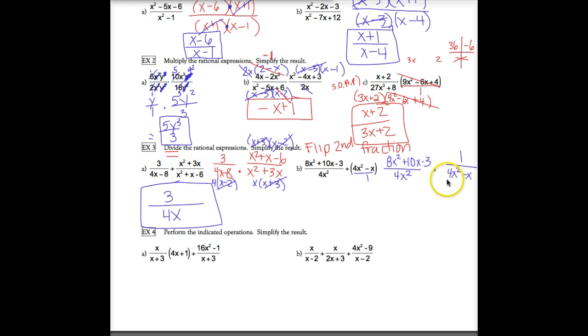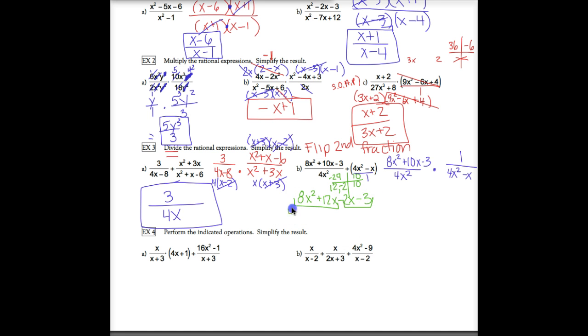So when I go to factor, this top up here, that is going to be a split the middle because there is no GCF. So I'm looking for what multiplies to -24 and adds to 10. So -24, I could do 12 and -2, and that would add to 10. So I'm going to split the middle term. Notice I'm putting my work over here for the actual factoring. 8x squared plus 12x minus 2x minus 3, and factor it by grouping.